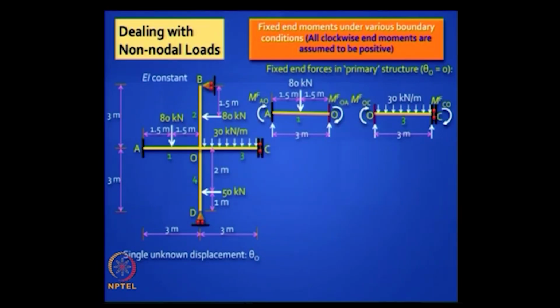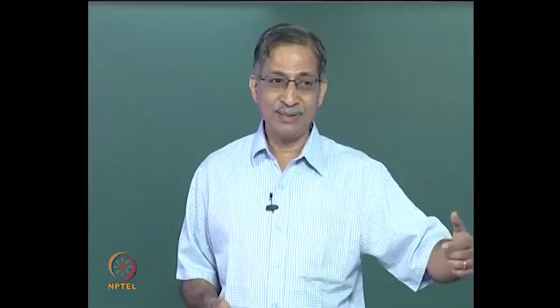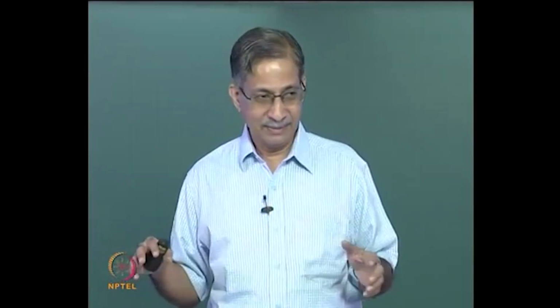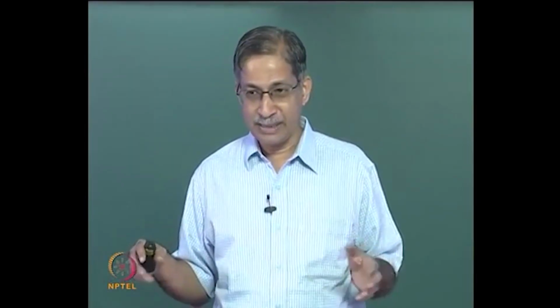Q naught L squared by 12, right. So you can write those equations. If you get one, you can get the other, it is symmetric. Remember, the left side will always be negative because it is actually anti-clockwise, and the right side will be clockwise. Do not mix up this sign convention with the sign convention of sagging positive and hogging negative, which we use when we draw bending moment diagrams. Is it clear? So do not get confused with that.